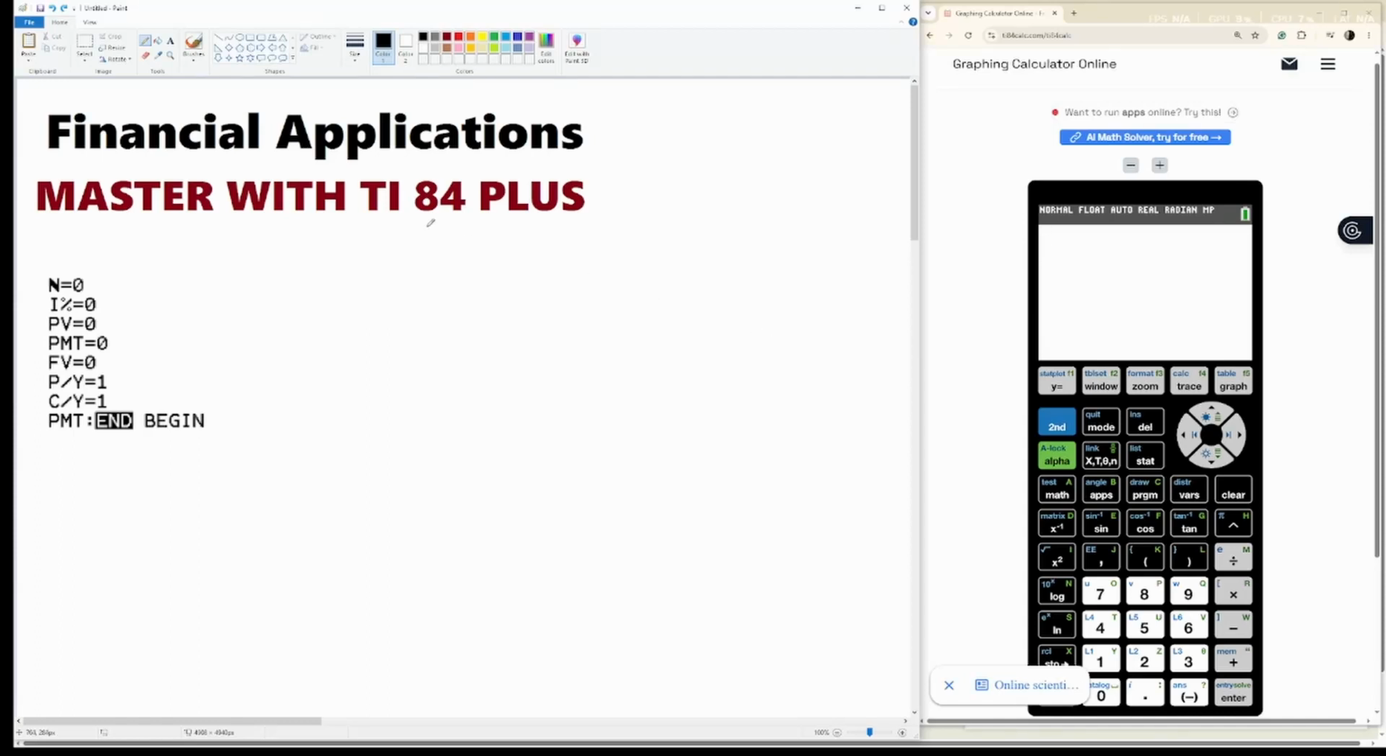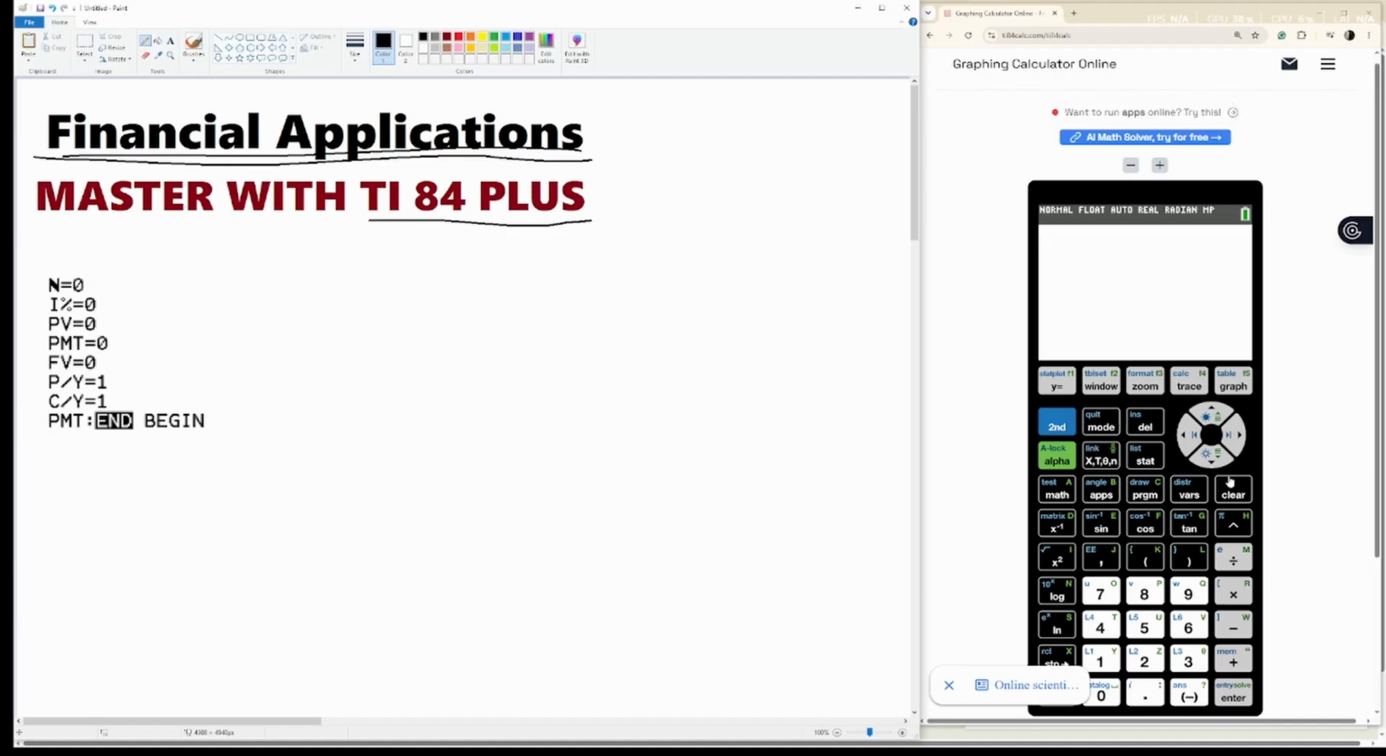In this lesson, we're going to talk about financial applications. And if you have a TI-84 Plus, there is no reason why you should lose any points in your Paper 1 exams in financial applications. So, essentially, to top it all off, financial applications is simply compound interest. And if you have the TI-84 calculator, it's actually made very simple.